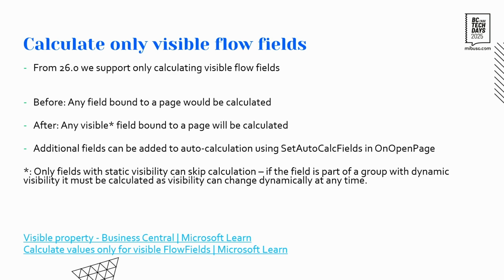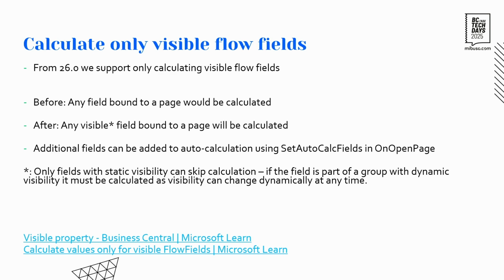Before, even if you had specified manually visible false, so that I'll never see this field, we still calculated it. So we fixed that; it's currently opt-in, so you can calculate only the visible ones. There's a small detail: you have some fields.